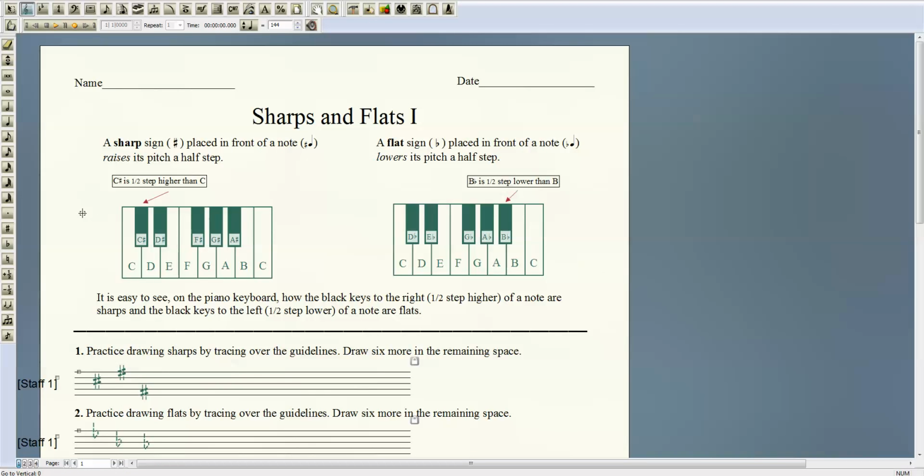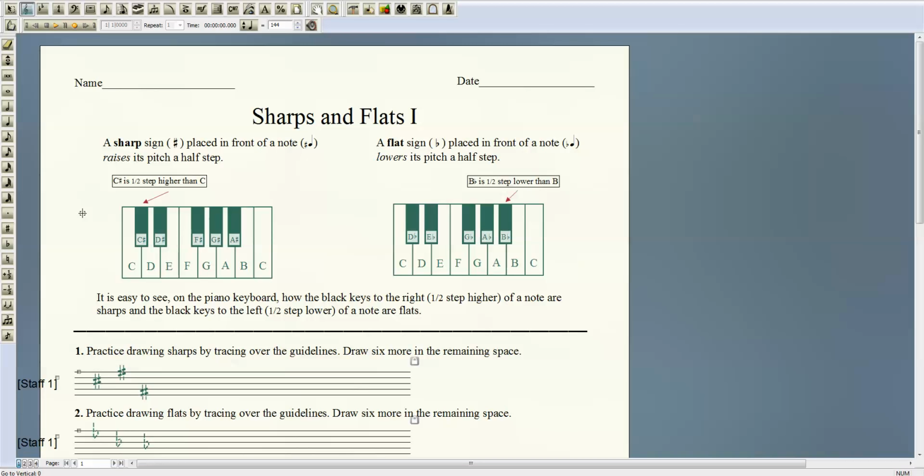Because, as we know, our staff only has letters assigned to the lines and spaces. So A, B, C, D, E, F, G, or G, F, E, D, C, B, A, depending on which direction you're going. Up for forwards in the alphabet, down for backwards in the alphabet. Or if you want to think about it in terms of lines and spaces, F-A-C-E for the treble clef, and good boys do fine always, and all cows eat grass always for the bass clef.